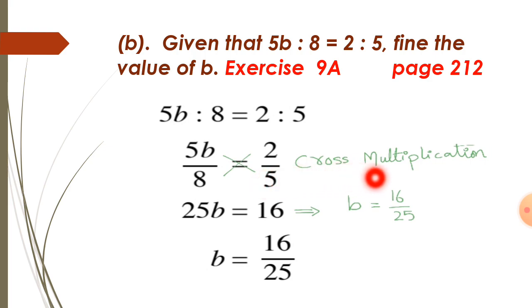We are going with the cross multiplication. 5B multiplied by 5, so 5 5s are 25B. 8 is going to be multiplied by 2, so 8 2s are 16. B will be on the left hand side and 25 is multiplied with B, so when you take it to the right hand side of the equation, it will be divided in the denominator. No further simplification is possible, so the answer of B will be 16 divided by 25.